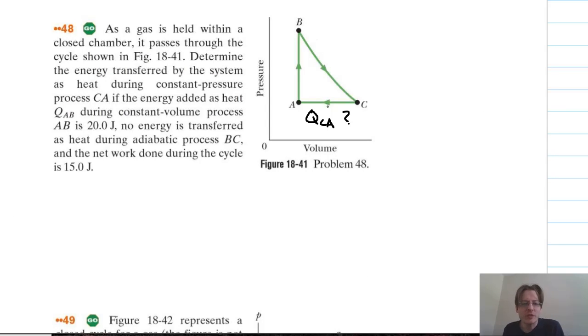In this question, we're looking to find the amount of heat which leaves the system as it goes from C to A as part of the cycle. It's a shrinking of the gas. Heat has to leave the gas to make that happen. What we know is from A to B, we're told that the heat added is 20 joules. That's QAB. That's heat that has to be put in to pressurize the gas at a constant volume. We're told that's just 20 joules. B to C, we're told, is adiabatic. That means that QBC is equal to 0.